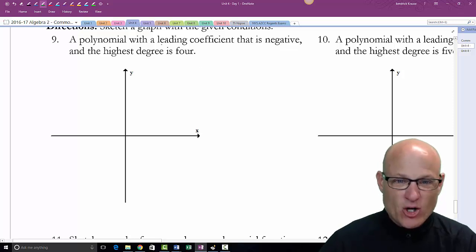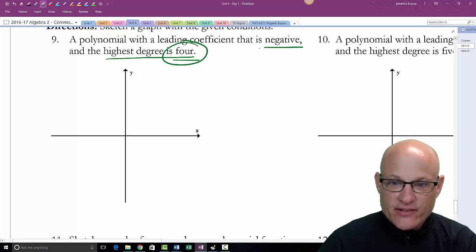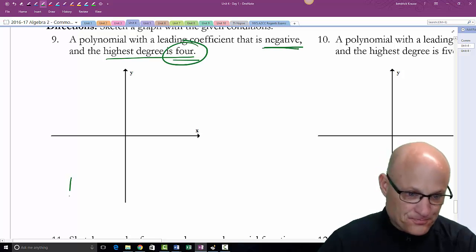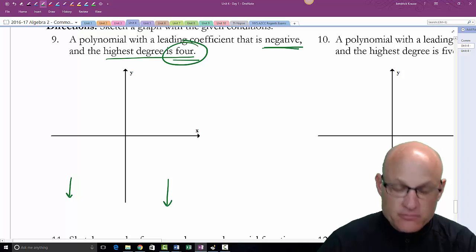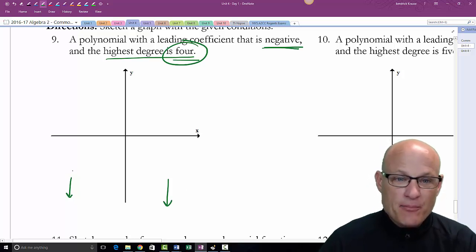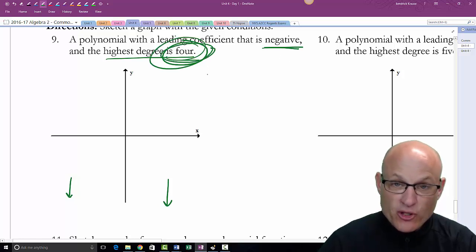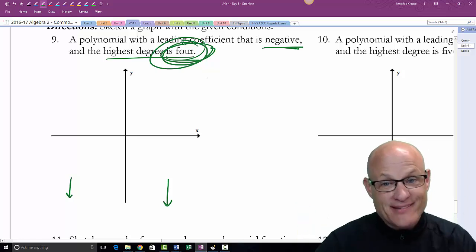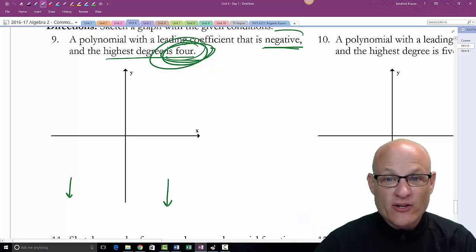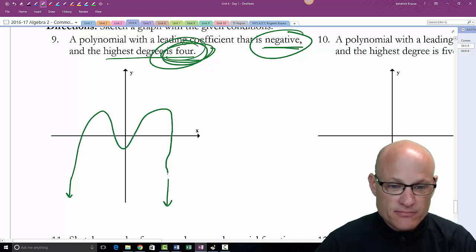Okay, hopefully you're back. A polynomial with a leading coefficient that's negative, and the highest degree is 4. That's even, and it's negative. That means it's pointing down. I don't know what else it's going to do, but the reason both ends point down is because it's even. They're both going to point either down or up, and since it's got a negative leading coefficient, they're both pointing down. It might look something like this. Some bumps. Something like that.